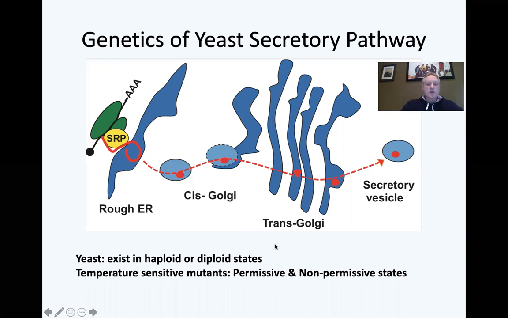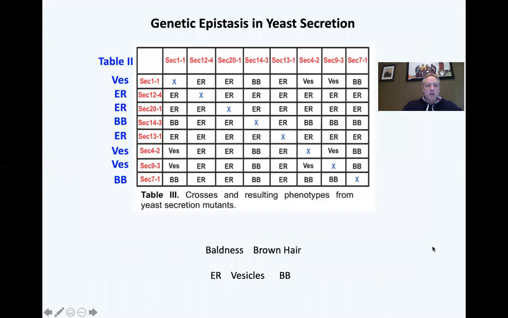So we know that yeast exists in haploid and diploid states, and we know that Sheckman used temperature-sensitive mutants to actually analyze the order of events in the secretory pathway. And what he did was he used epistatic experiments of yeast. And so here we see a table. You should take a look at the table pretty closely. Basically, we're generating diploid mutants by crosses here, and table 2 shows us the phenotype of each mutant.